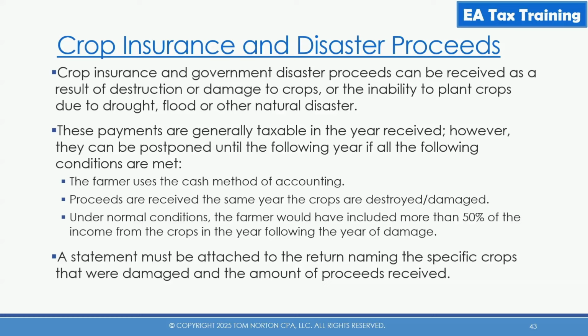And that is that under normal conditions, the farmer would have included more than 50% of the income from the crops in the year following the year of damage. So if they can show that those crops that were damaged in the spring, maybe they wouldn't have been harvested until fall and they wouldn't have been sold, most of them, until the following year. Well, if they can show, again, historically what they've done, and that more than half of those crops would not have been sold until the following year, then they can postpone recognizing the income from those insurance or disaster payments until that following year. In order to do this, a statement must be attached to the return naming the specific crops that were damaged and the amount of proceeds received.